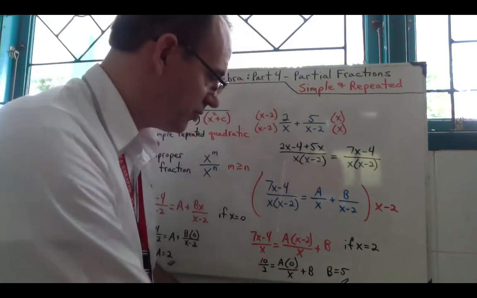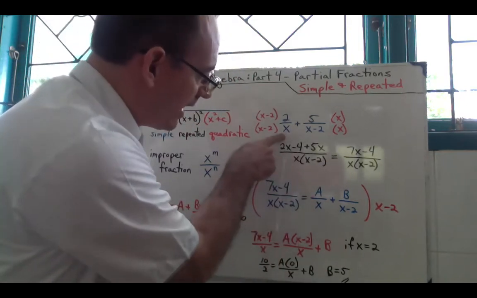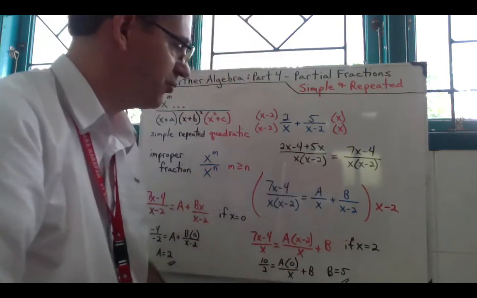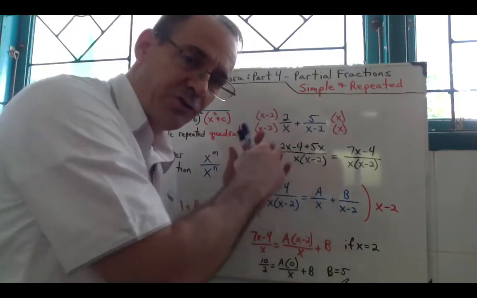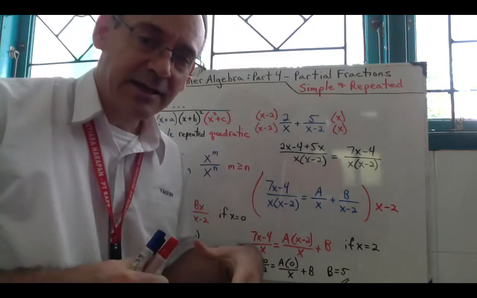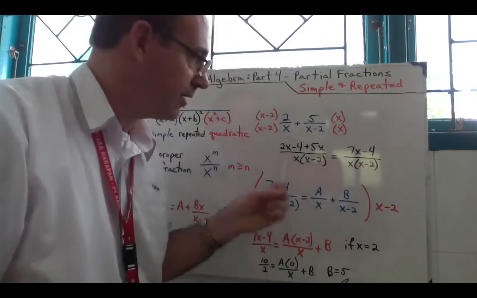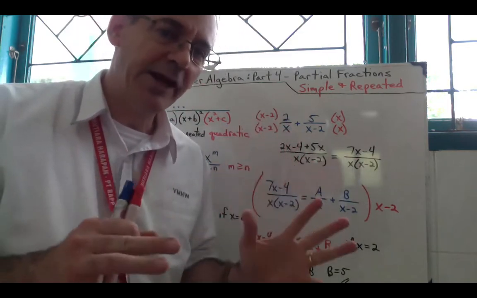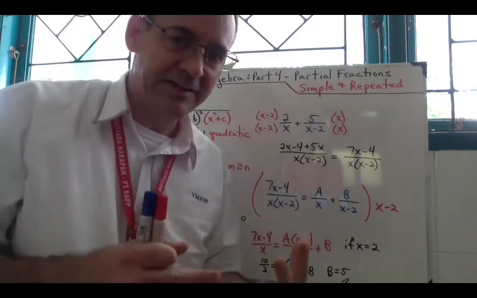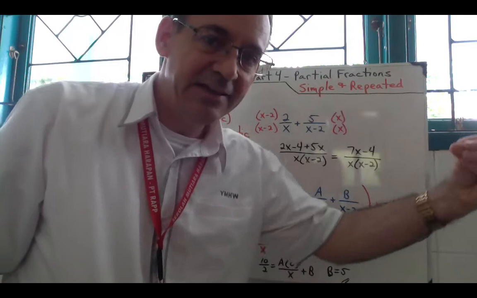So then all you have to do is go back, plug our 2 in for the a, 2 over x, plus plug the 5 in for the b, 5 over x minus 2, and we have gone backwards to our starting point. That is what partial fractions is going to do for us. It's going to take a complicated fraction and break it apart into simpler fractions. Now, it's very important that you get these two videos down, because splitting apart the fraction is not the end result.